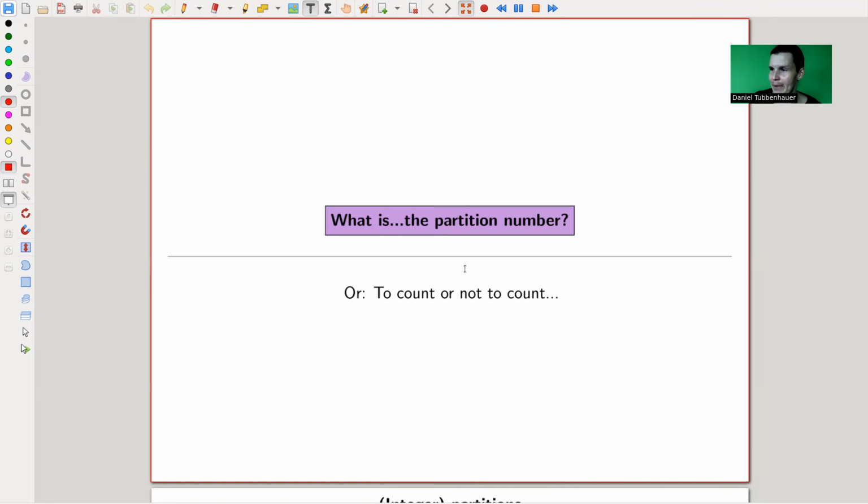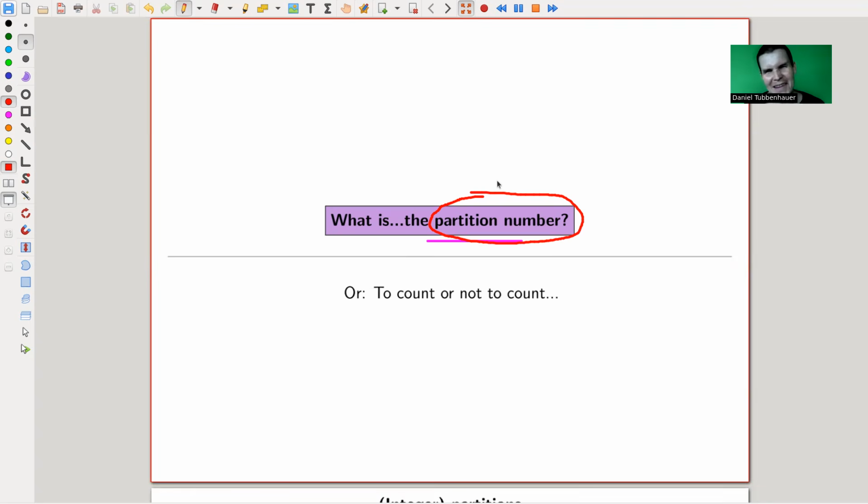So I really like partitions. Partitions are absolutely fabulous. We all love them. Partitions, fantastic. But then I was thinking whether I like to count them. So that's what I'm going to talk about, how to count partitions.